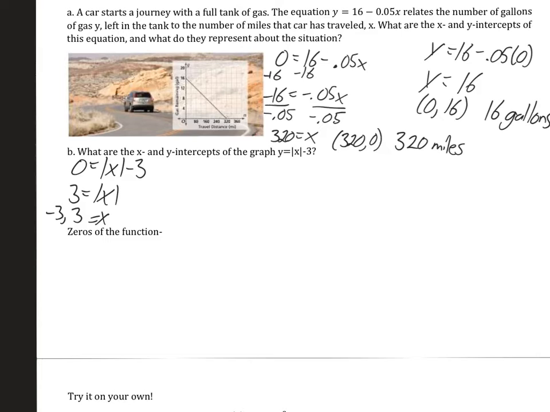The next one, my y-intercept, well, that's where x equals 0. So I'm going to plug in 0 for x. So absolute value of 0 is just 0 again. So we just have y equals negative 3.